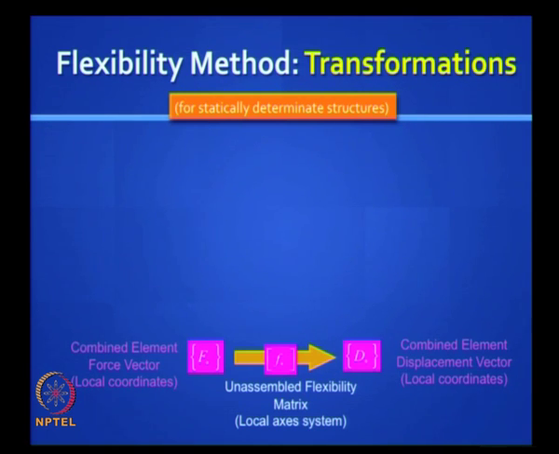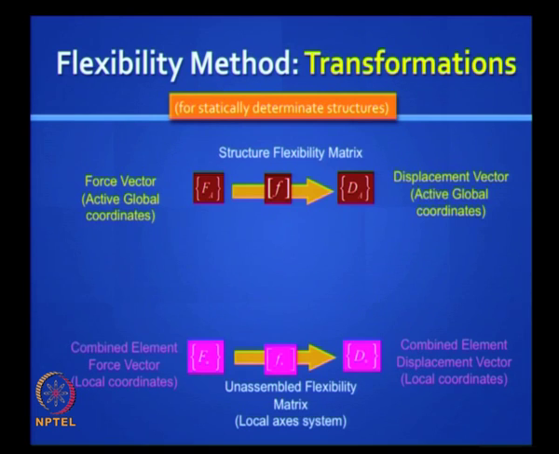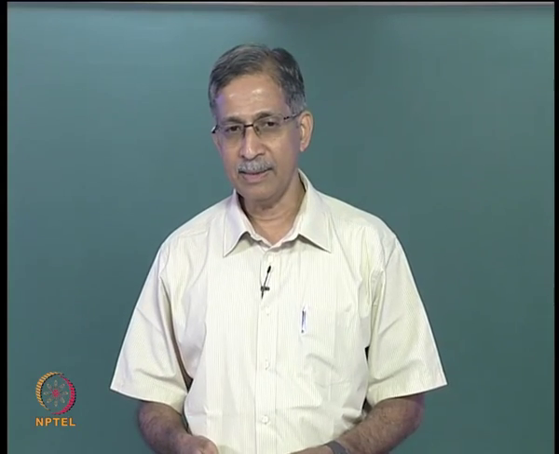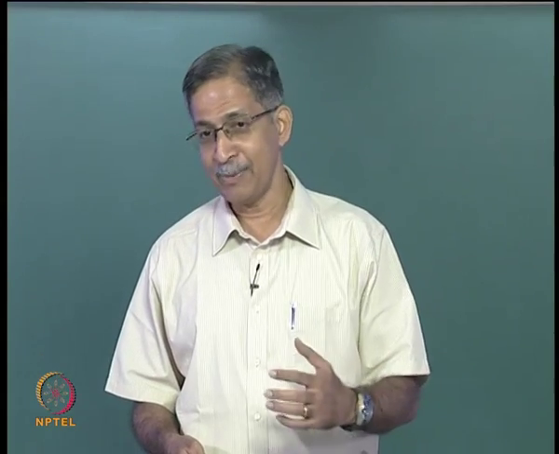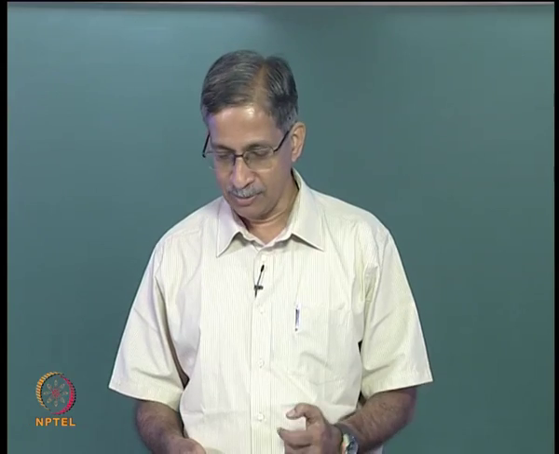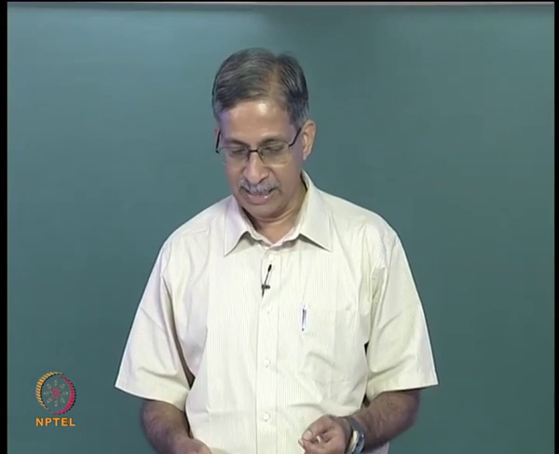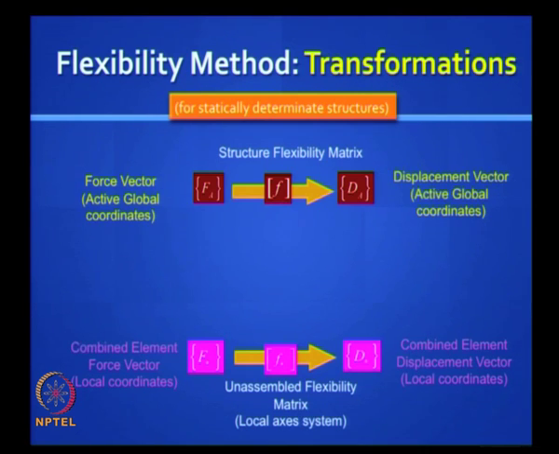We know that there is a flexibility matrix at the element level which relates the element level forces to the element level displacements. Similarly, at the structure level, you can relate the structure level forces to the structure level displacements. Usually in the flexibility method, we keep aside the reactions. There are ways of dealing with reactions, which I will demonstrate in today's lecture as well. That is why we refer to only the active coordinates. So the flexibility matrix F, when you pre-multiply it to the force vector F, will give you the displacement vector D. So these are the two flexibility matrices, one at the element level, the other at the structure level.